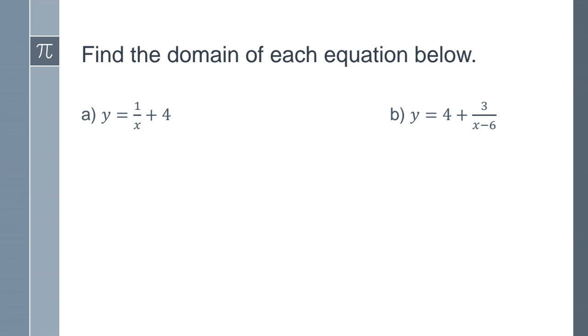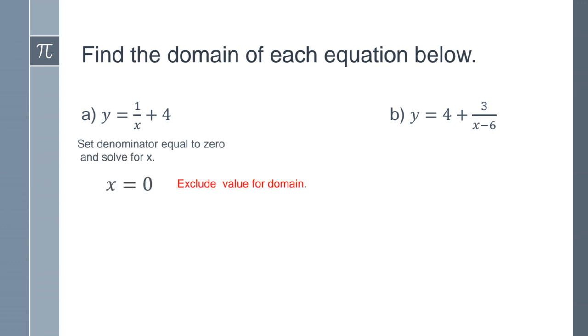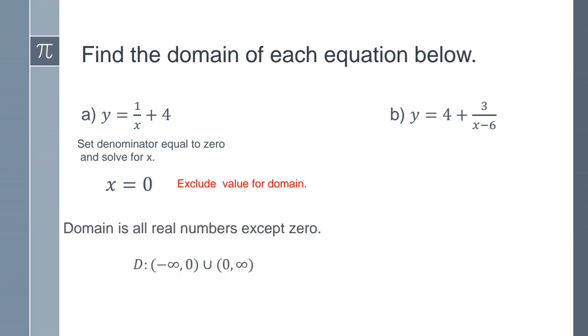So the answer for the domain for A on this one, since I cannot use 0, we need to exclude it. The way we're going to say it in English is the domain is all real numbers except 0, and the way we write it is in two parts. Keep in mind we read graphs from left to right, and that's how we're also going to write our interval notations. Our furthest left is the negative infinity.